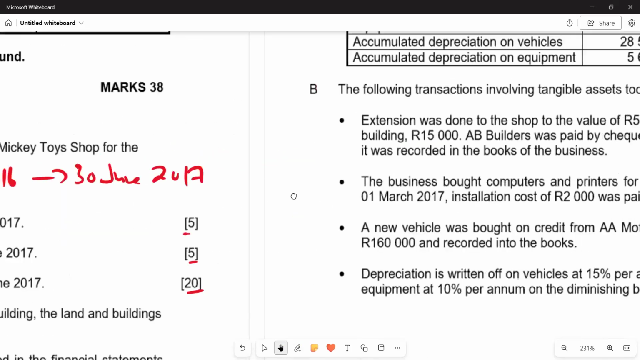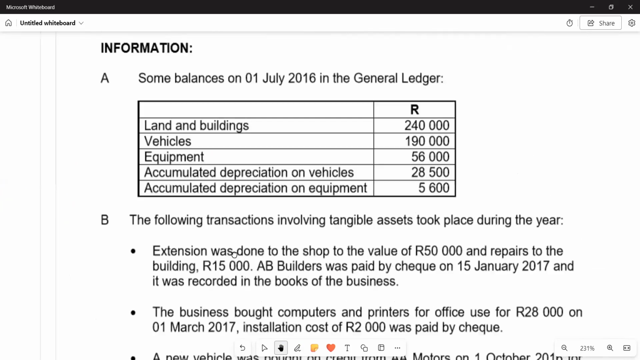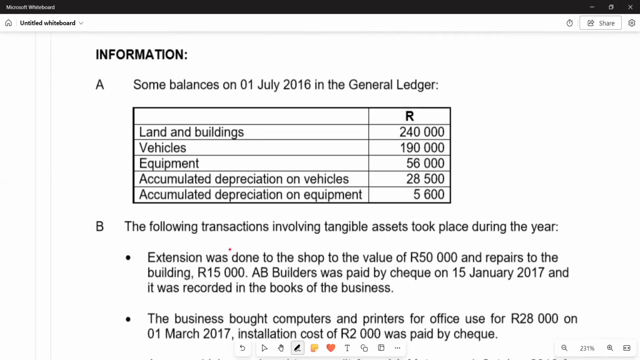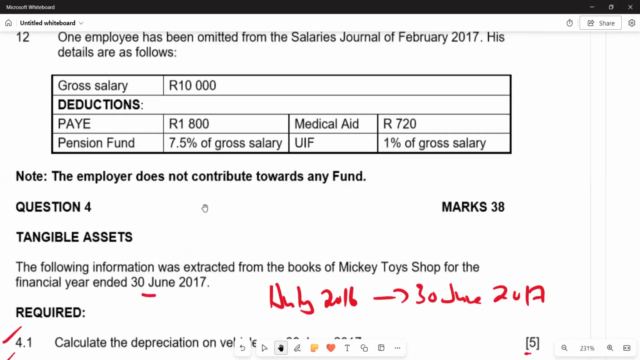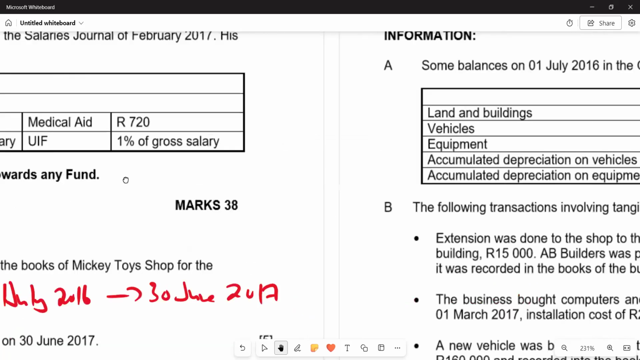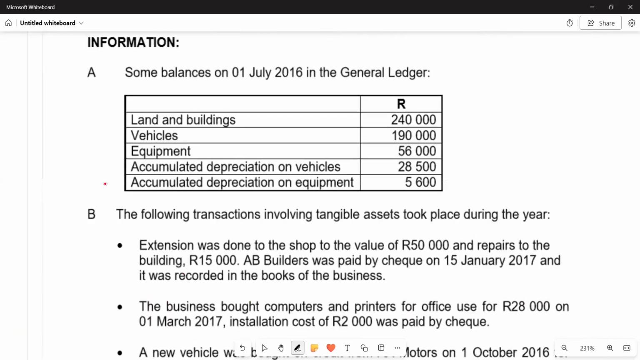So we go to our information part now so that we can calculate depreciation on vehicles. We are being told that the balances are there on 1 July 2016. That is at the beginning. Remember, our year is starting on 1 July 2016. So this information that we are given of balances is on 1 July 2016. So it means this represents our opening balances. Having that now, in terms of vehicles, we've got 190,000 at the beginning of the year.